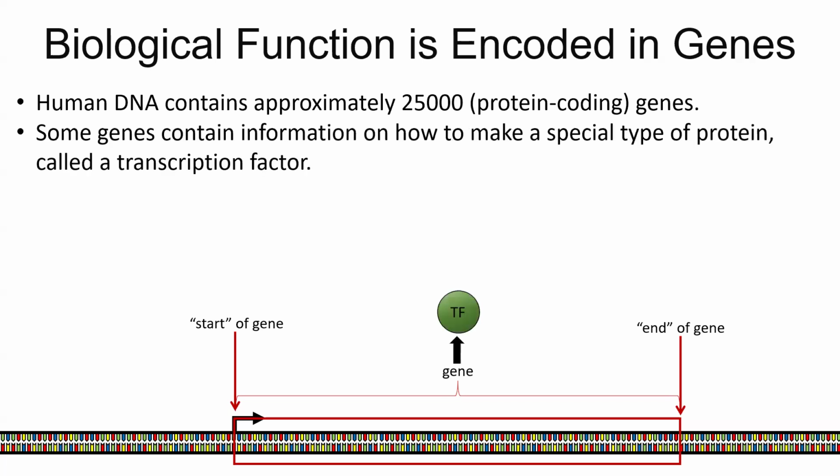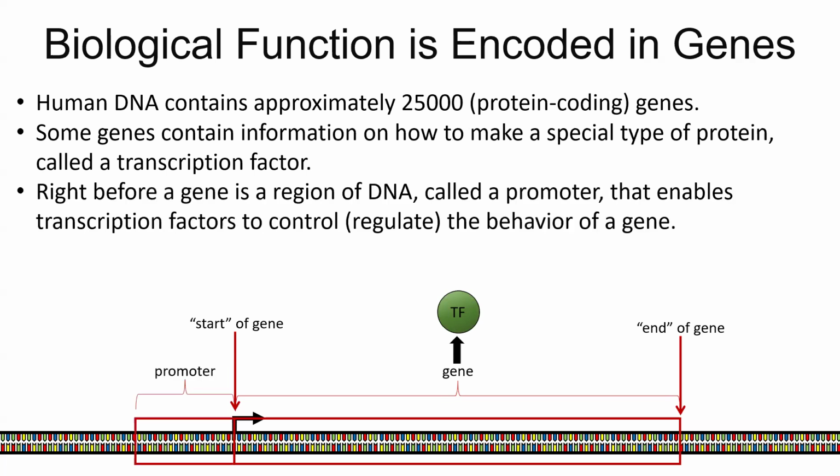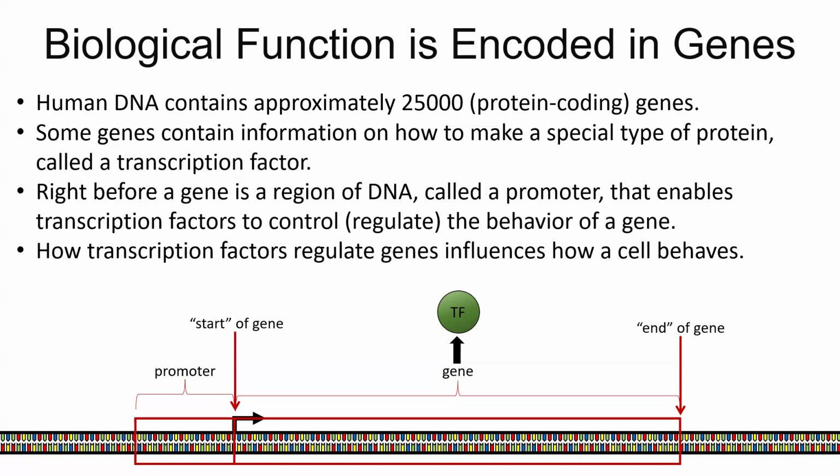Some genes contain information on how to make a special type of protein called a transcription factor. Right before a gene is a region of DNA called a promoter region. This enables transcription factors to control or regulate the behavior of a gene. So if you look at the structure of a gene, you have a start of a gene, end of a gene. That gene encodes a transcription factor, which can then go and bind to a promoter of a regulated gene. How transcription factors regulate genes influences how a cell behaves, and this is what ultimately causes biological functions in the cell.